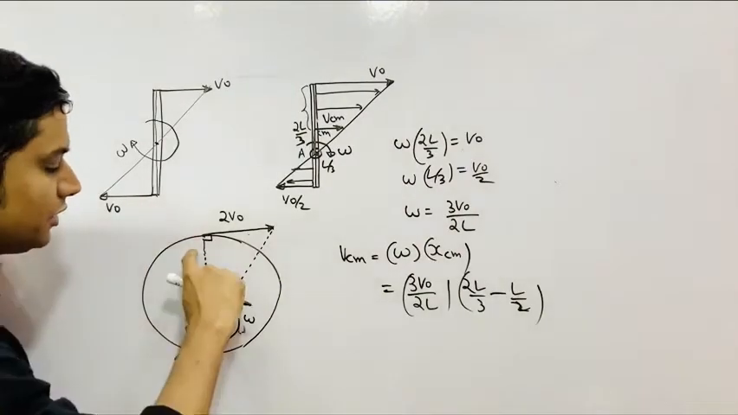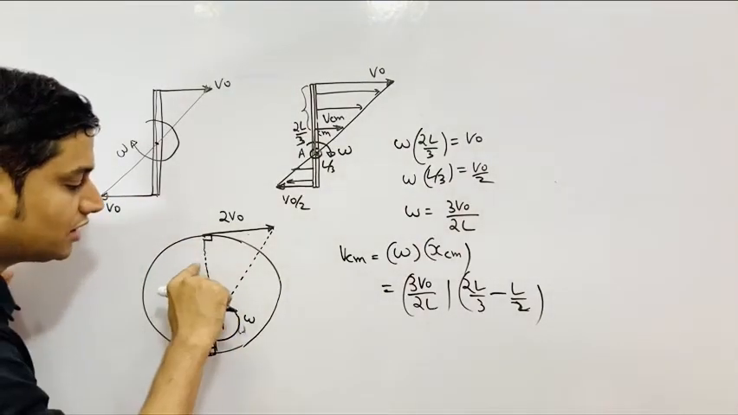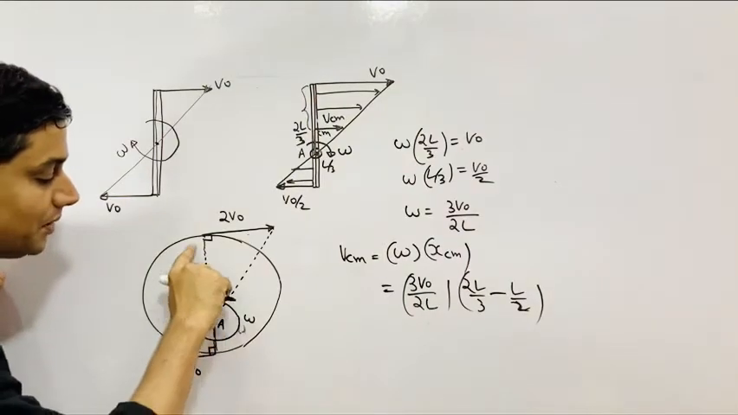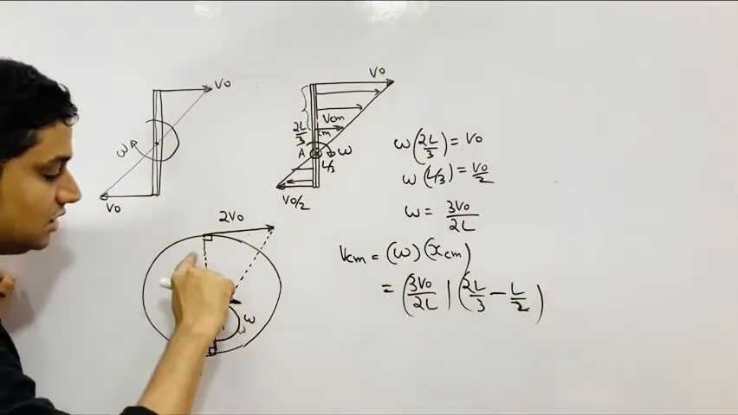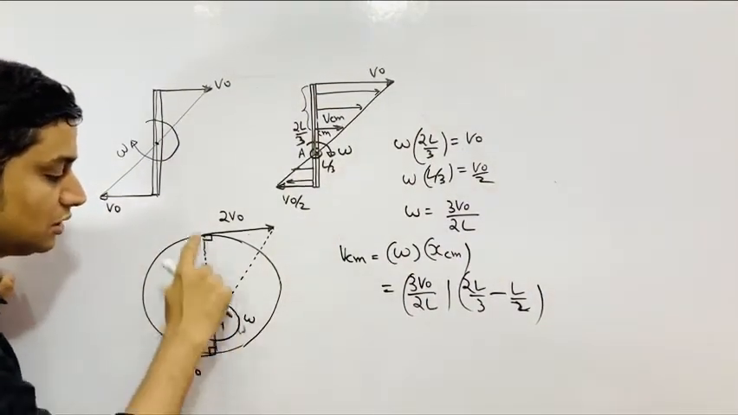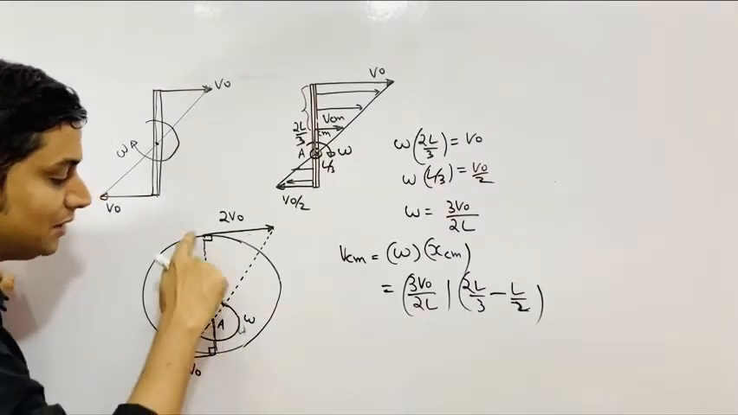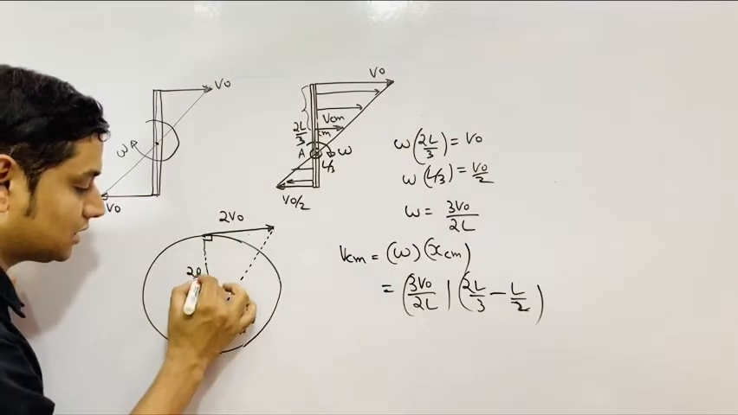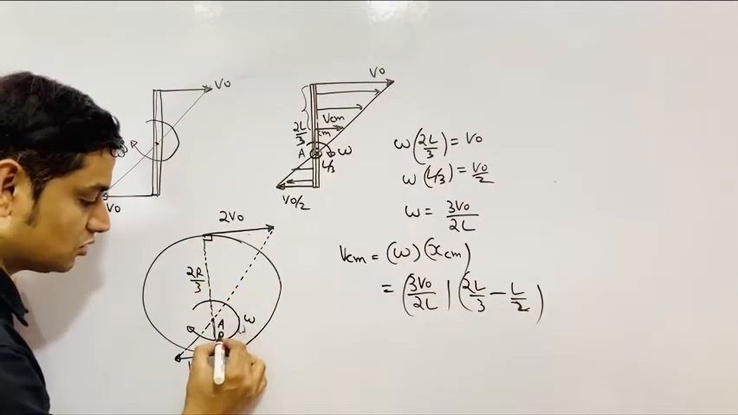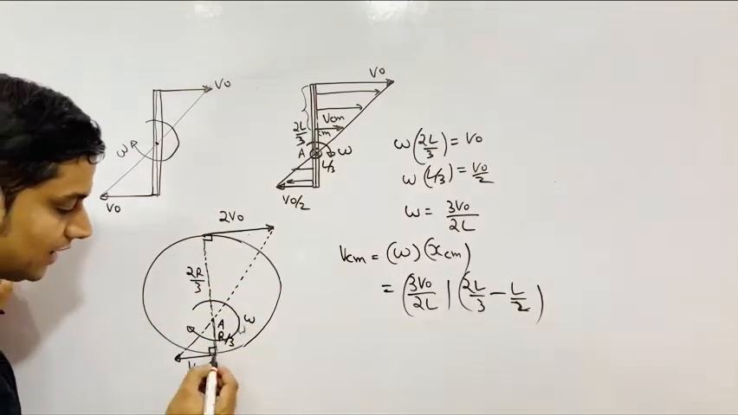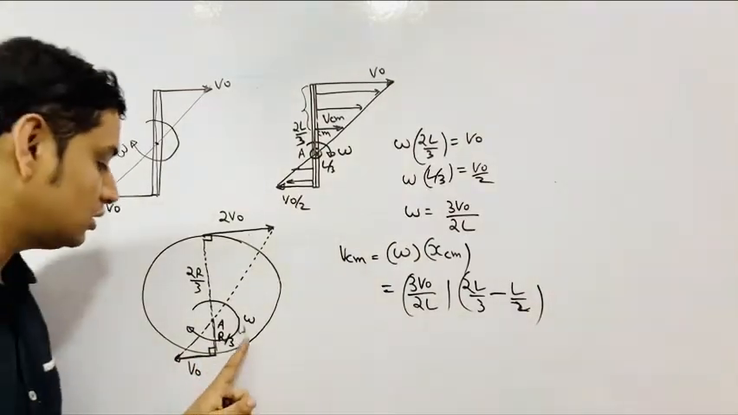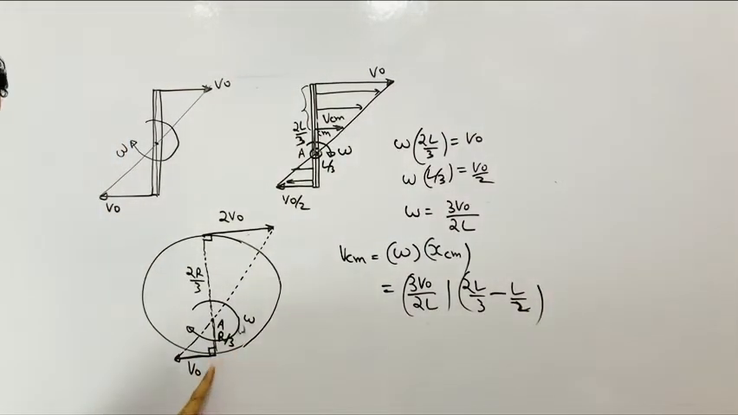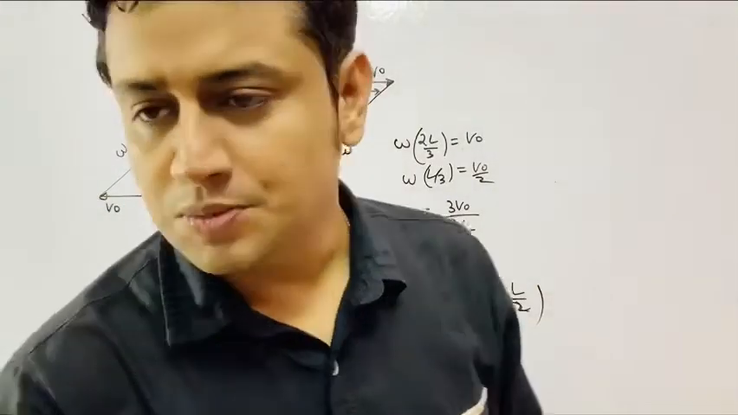I have to divide it into two parts, an upper part and a lower part, and this ratio should be 2:1. This 2r diameter has to be divided in the ratio of 2:1. So this would be 2r by 3 and this distance would be r by 3. Now I can get omega because V naught is equal to omega times r by 3. I can get omega, and after that I can get the speed of the center of mass.